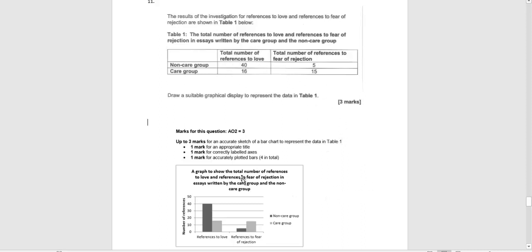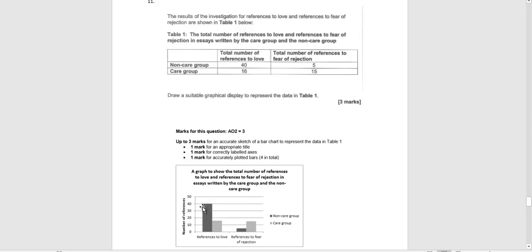So here, a graph to show the total number of references to love and references to fear of rejection in essays written by the care group and the non-care group. The title can be very wordy, but you will need to be very precise in order to get your mark. Make sure you have operationalized, and that means literally taking from the stem the way they have measured it. If you don't do that, you will lose the mark. It's such an easy way to gain a mark, such an easy way to lose it. So we get 1 mark for the title.